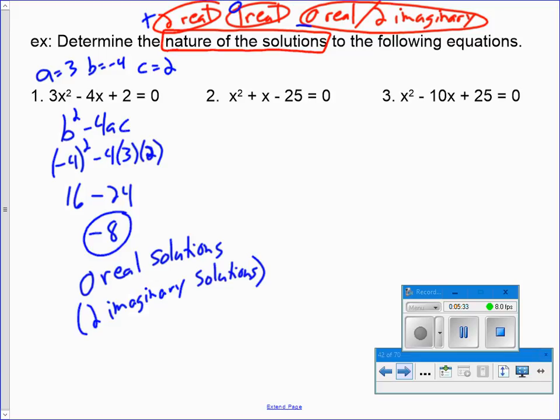So we don't actually have to solve the equation when it says determine the nature of the solutions. All it's asking is what kind of solutions do you have? You don't have to actually go through and solve anything. You just have to answer this question. Is it two real, one real, or no real answers?